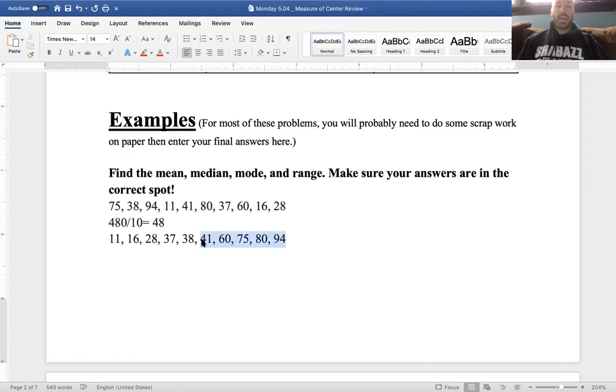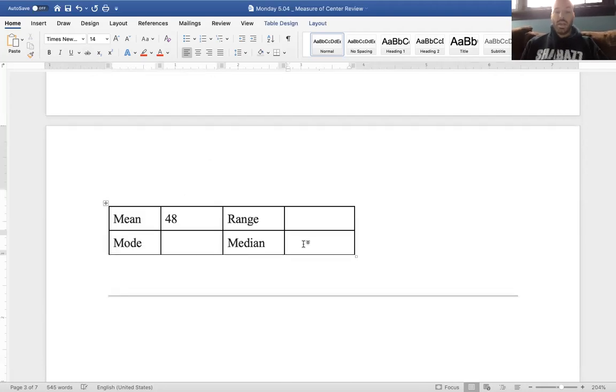If there's 5 on this side and 5 on this side, that means that my median is right in between 38 and 41. And there's 2 ways I can think about that. I can say, okay, 38, 39, 40, 41. What number is right in the middle of those 2? So I just wrote out all my numbers, and the middle is in between 39 and 40. And what's in between 39 and 40? 39.5. So I'm going to write my answer for the median as 39.5.